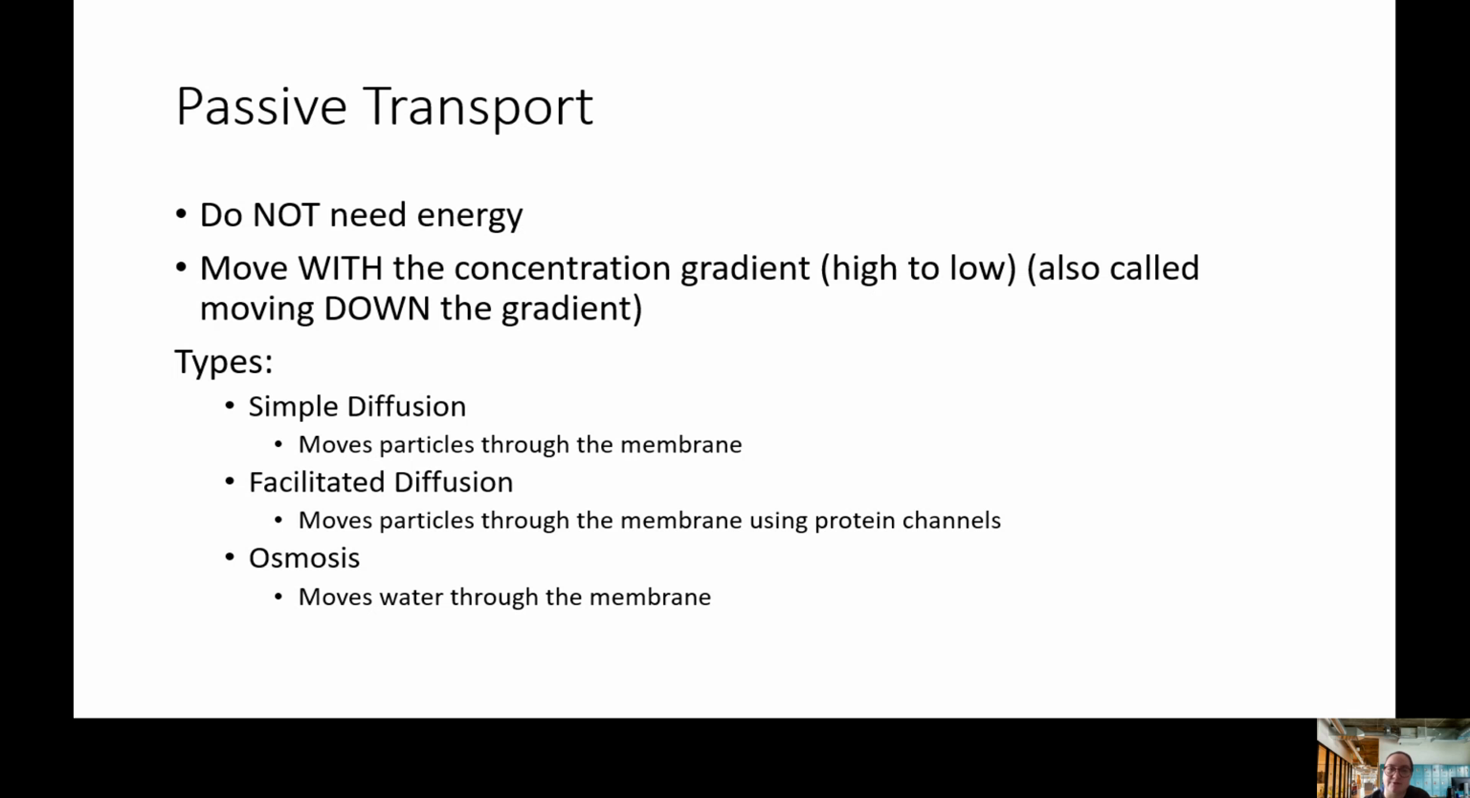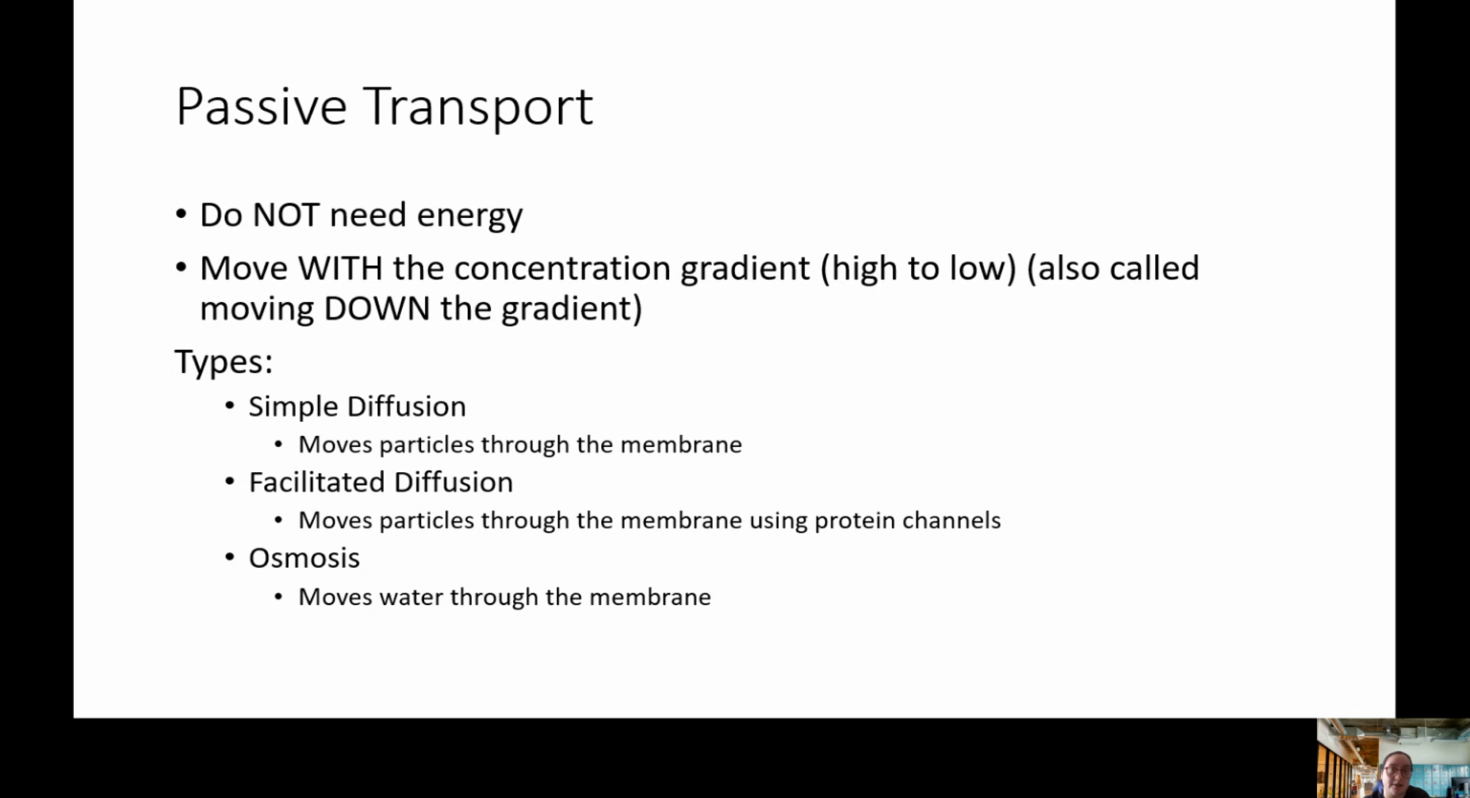Facilitated diffusion does a similar thing, but these particles are larger molecules and they need a little guidance, so they use the protein channels embedded in the membrane. So we have the phospholipid bilayers in our membrane, and we also have the protein channels. Simple diffusion just goes through the cracks in the phospholipids. Facilitated diffusion goes through the protein channels. That's the only difference. And then we have osmosis that we talked about in class.